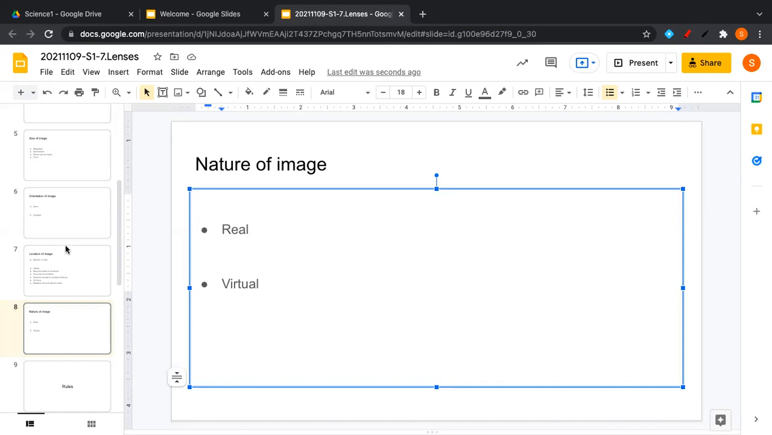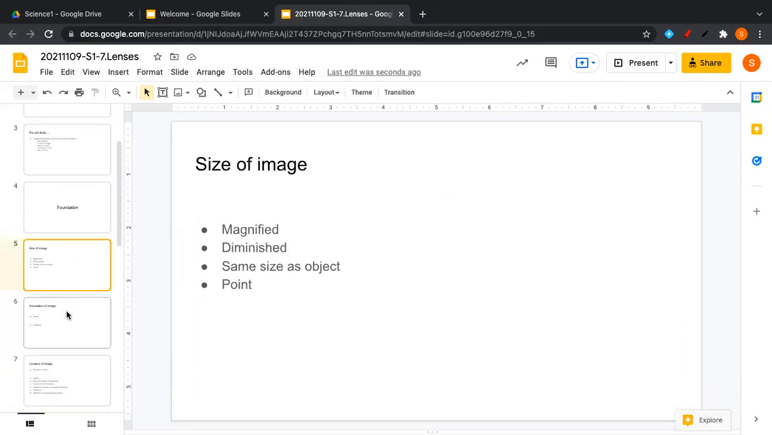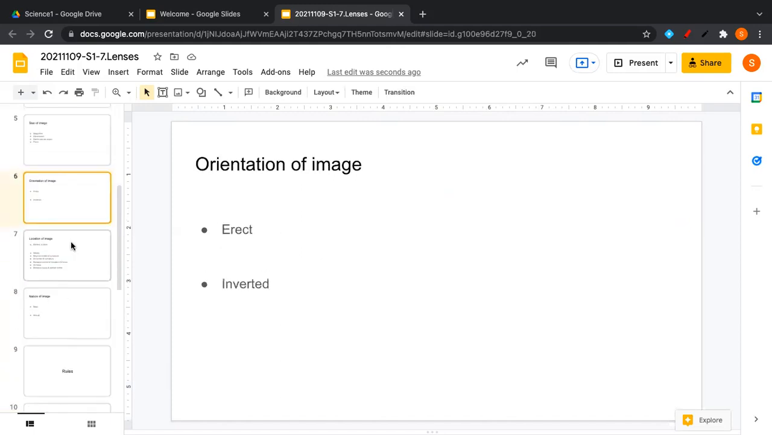So these terms with respect to size, orientation, location, nature, these are the same when we talk about image formation, whether the images are formed by a mirror or lenses or anything else. These are standard words used for image formation when we study light. What we have done last year is we have used these terms in the context of concave mirror and convex mirror, mainly concave mirror. This year, we are going to use the same terms in the context of convex lens and concave lenses, mainly convex lenses.